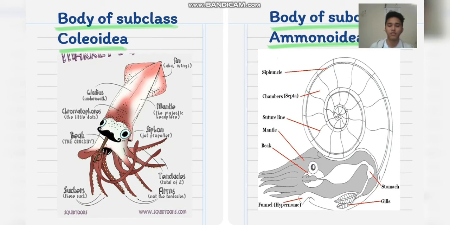This is a diagram of the body of Coleoidea and the Ammonoidea. As you can see here, the Coleoidea have fins and their clades right there. Mantle, siphon, beak, chromatophores, suckers, tentacles, and arms. While the Ammonoidea has the big round shell, siphonal chambers, the cercholine, mantle, beak, stomach, gills, and the funnels, or some people call the hyponome.